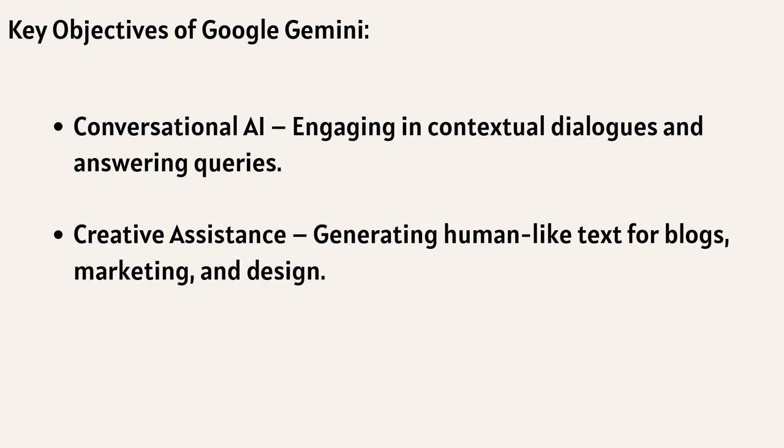Let us look at a few key objectives of Google Gemini. Conversational AI, engaging in contextual dialogues and answering queries. Gemini basically aims to provide natural, human-like conversations while understanding and maintaining context over multiple interactions. This is conversational AI. The second point is creative assistance, generating human-like text for blogs, marketing, and design. Google Gemini can create and generate well-structured blogs, posts, marketing content, poetry, and even engaging stories. This makes Google Gemini more useful.